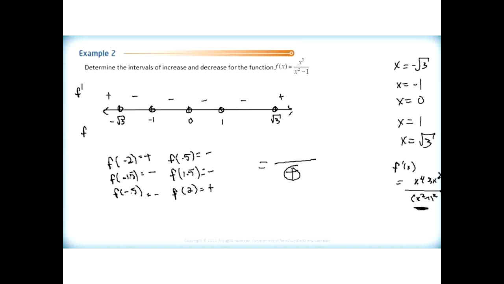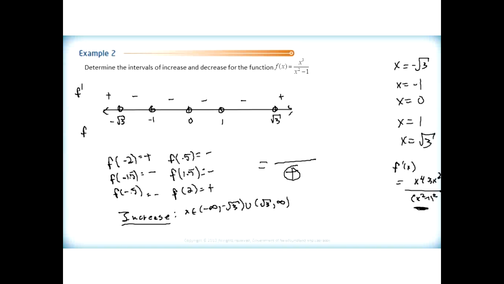So if we're going to write out our intervals of increase and decrease here, we're going to be increasing only on the very two far ends. So when x is an element of negative infinity up to negative square root 3, and then from square root 3 and beyond.